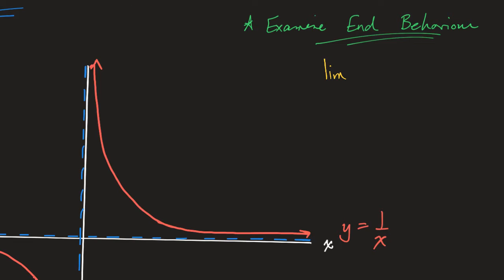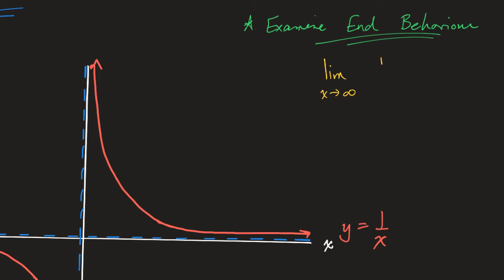What are we doing with our x value this time? Well, we're not approaching an x value anymore. We're actually doing something with the x values, and we're looking at going forever to the right. So we're going to allow x to get bigger and bigger and bigger in the positive direction.